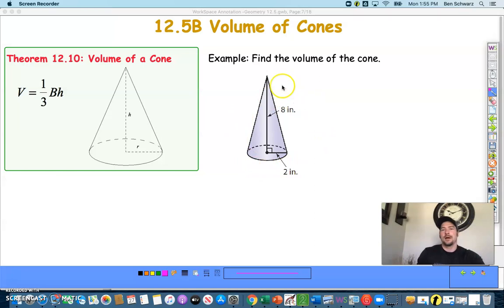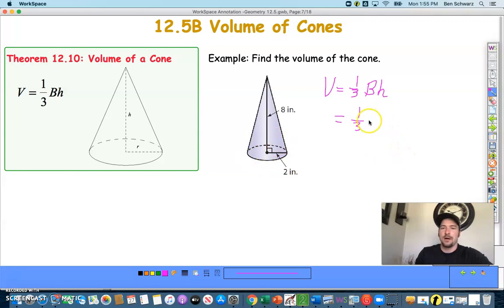So real quick, it says find the volume of the cone. Just real simply, volume equals 1/3 area of the base times the height. So we would have 1/3 area of the base, pi r squared, so pi times 2 squared. And then the height here, again, height goes straight up and down, it makes the 90 degree, is 8. So there's that. 1/3 pi. See, this would be 4. 4 times 8 is 32.